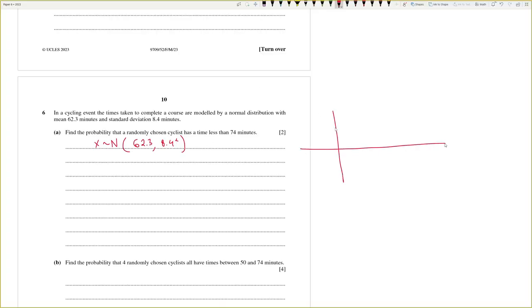So this is what the graph looks like. Suppose this is 62.3. So it looks like this. So we want a value that is less than 74. 74 is somewhere over here. We want to find out this region, yeah? So P(X < 74). So that is equal to, I'm going to standardize it. Z is less than (74 minus 62.3) divided by 8.4. What do we get?